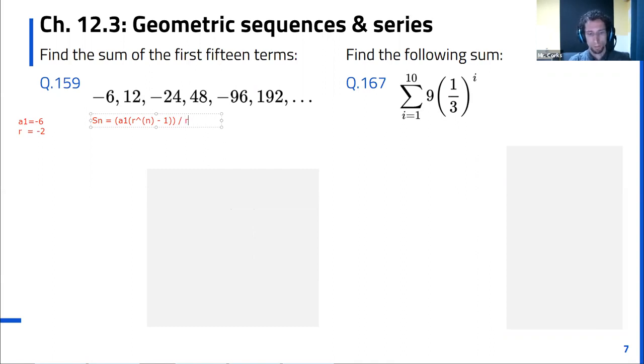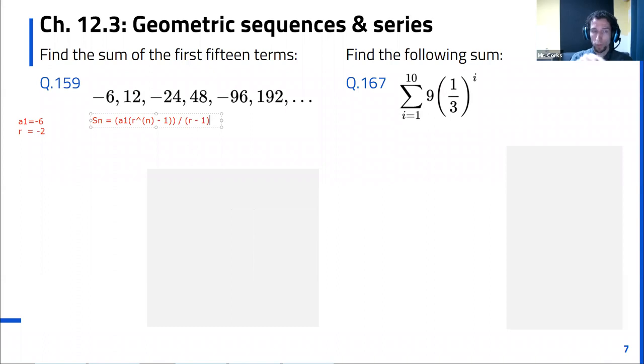R minus 1, maybe, or negative 1, or 1 minus R? R minus 1, because the absolute value of R is greater than 1.